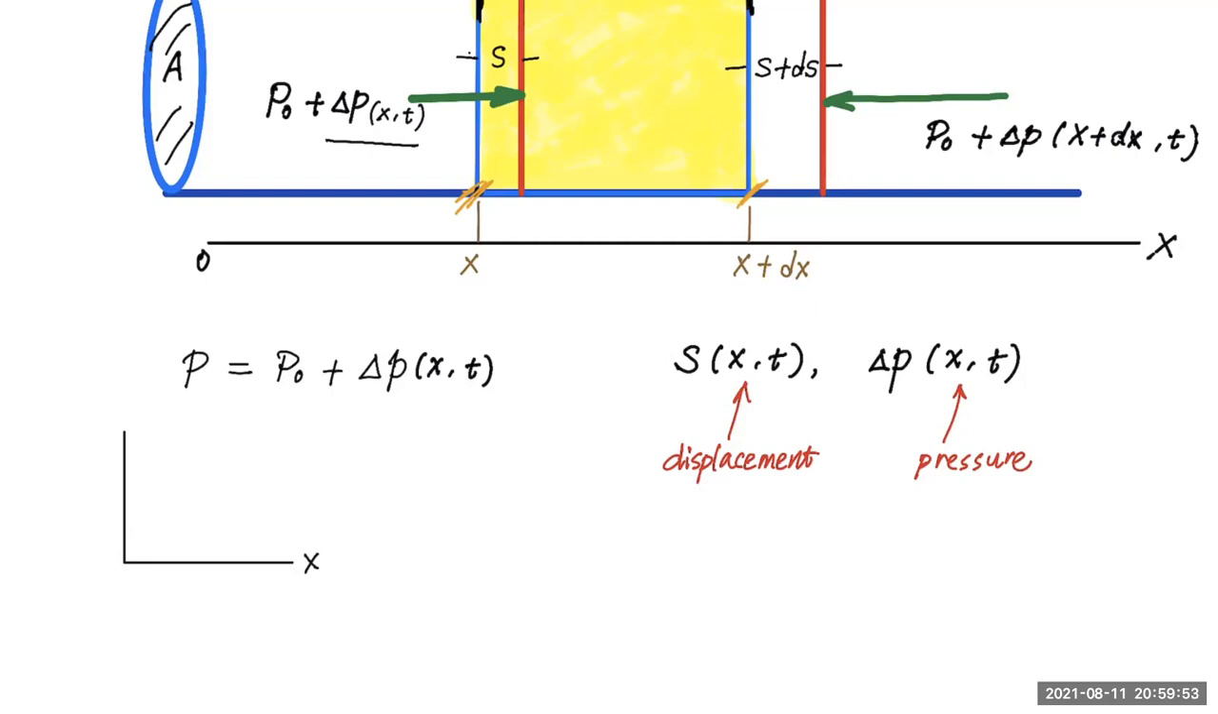Let's say initially it's P naught. So initially it's just a straight line like this. It doesn't change as x changes. But now on top of that, I have a variation like this. This variation is delta P. This variation changes from place to place and from time to time. So that's what it is.